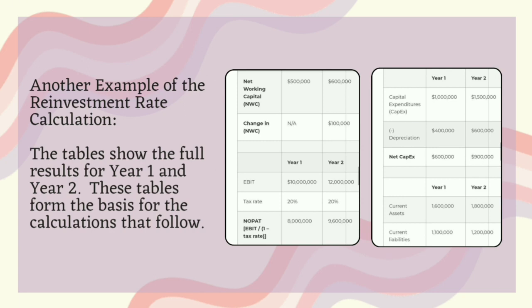Next is an example of the reinvestment rate calculation. Now that we understand the formula and terms involved in calculating the reinvestment rate, let's go through net capital expenditures, change in net working capital, and net operating profit after tax. Let's work through the example for a hypothetical real estate fund. The tables I put show the full results of year 1 and year 2. We'll start by working through the year 1 result.